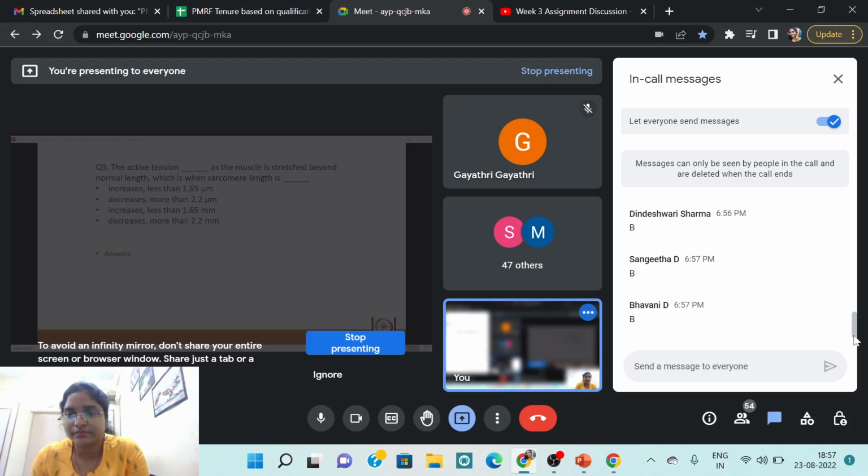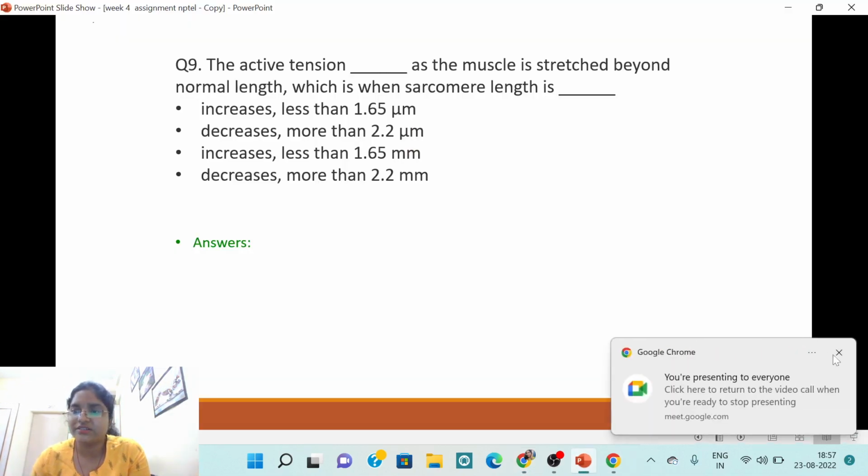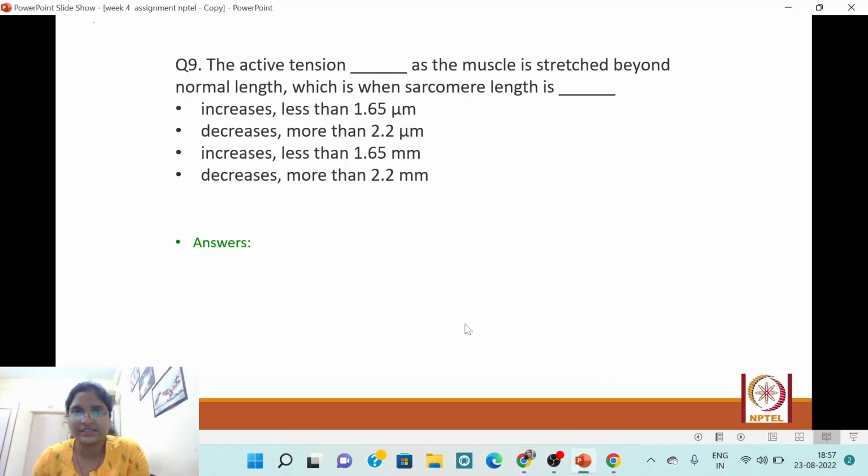Okay. This is the last question. This is question number 10. I have written it as question number 9 by mistake. So, okay, most of you are giving the answer B. I already clicked on the answer. Okay, it's okay as long as you understand the answer. So, the correct answer is B.